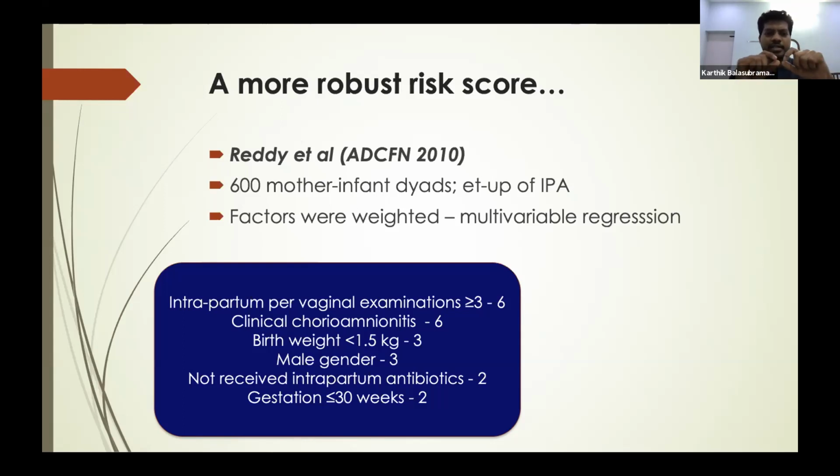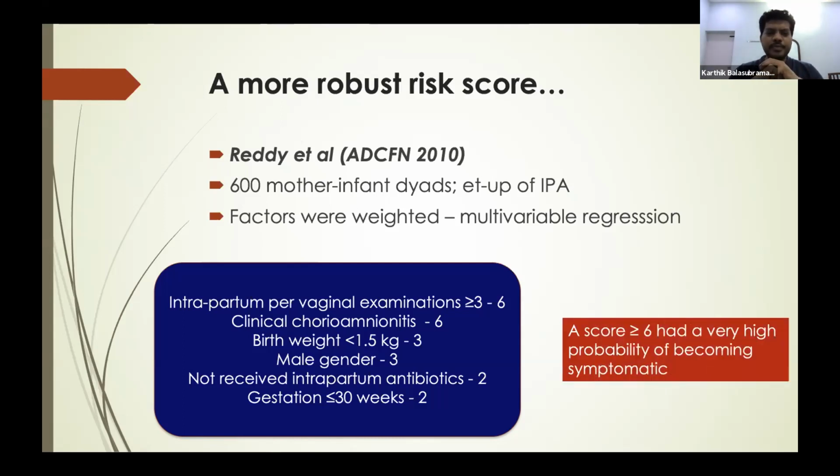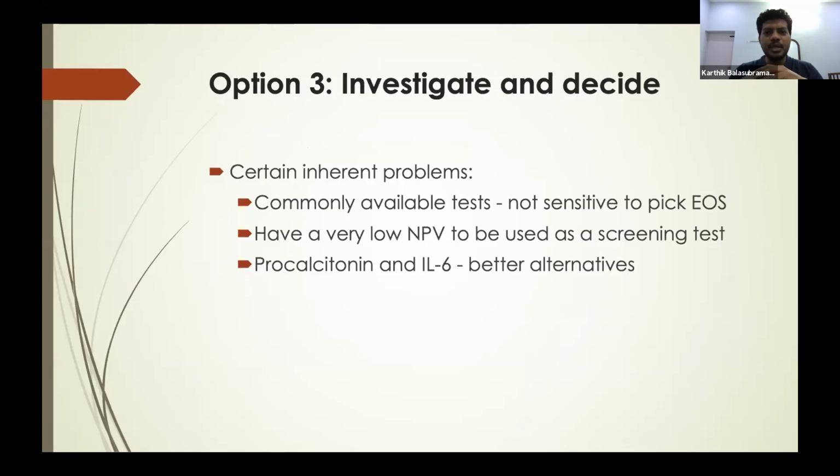Each factor is given weightage. And if the total score is 6 and above, then there is a very high probability of the baby becoming symptomatic. So for an asymptomatic baby with risk factors, one option is to wait and watch. The other option is the risk factor based approach, where, if the score is more than 6, one would like to start the baby on antibiotics, because the chances of such babies becoming symptomatic is very high. The third option is to straight away investigate immediately and then start the baby on antibiotics.